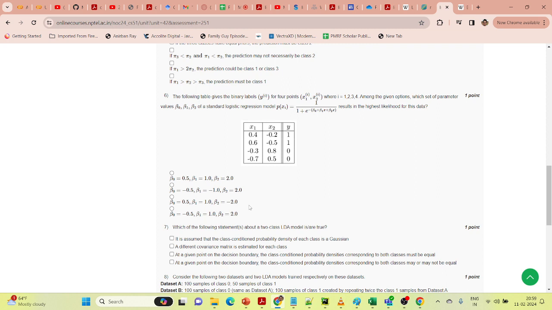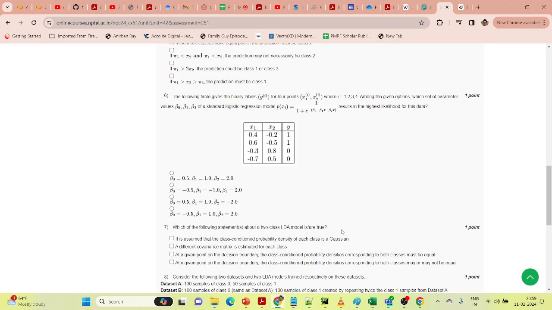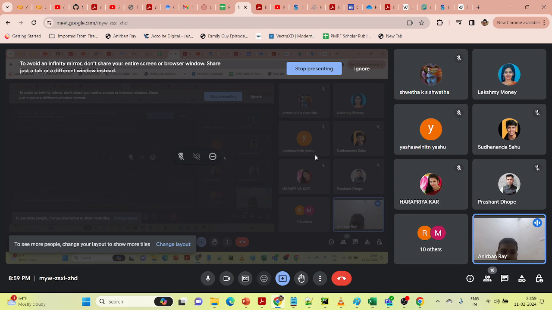In the videos the closed form solution for logistic regression is given, but no need to remember this. In logistic regression, almost always gradient descent is used. No closed form solution is ever used. So you don't need to see the video or use that formula. Just take the likelihood and differentiate it with respect to beta 0, beta 1, and beta 2. You'll get three equations and three variables. Solve them and you'll get the answer. So, doable.